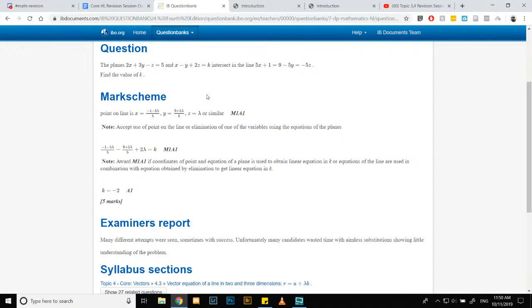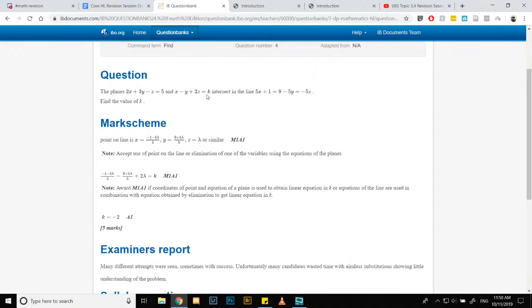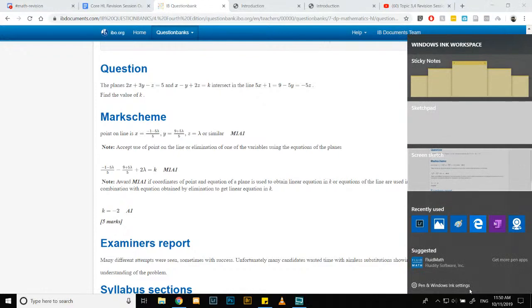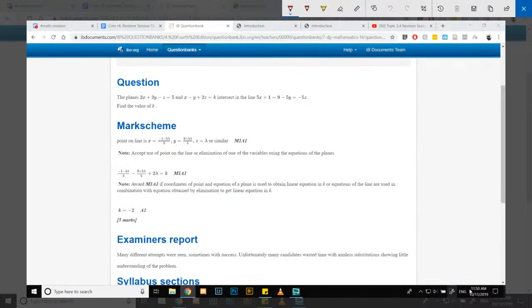Intersect in the line. -1 minus 5. Okay, yeah. So let's just think about this one. They have two planes that intersect in some line, 5x plus lambda, 5x plus 1 minus 5y equals minus 5z.